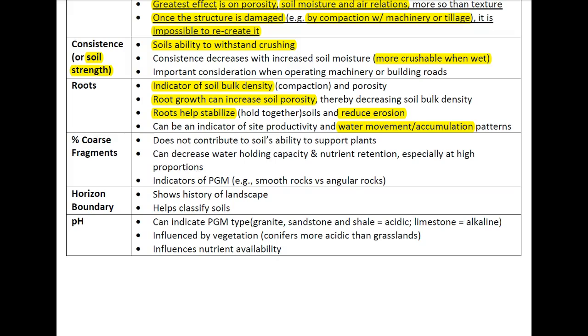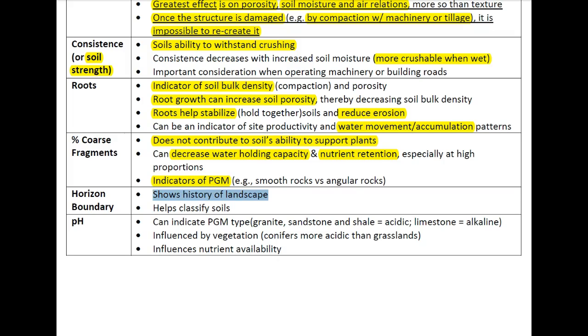Percent coarse fragments. It really does not contribute to the soil's ability to support plants. It can be helpful for drainage. However, it does decrease the water holding capacity, and it does decrease nutrient retention, especially at high proportions. And similar to texture, it's a good indicator of parent material.